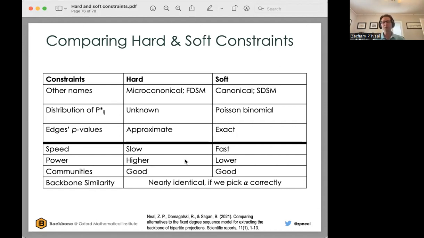In terms of statistical power, the hard constraint model has slightly higher statistical power, and soft constraints have lower statistical power, but we've seen how we can adjust that by using a slightly more liberal alpha significance level when we use soft constraints. They both do an outstanding job detecting communities when they exist, and not detecting communities when they don't exist. And in terms of backbone similarity, they yield nearly identical outcomes as long as we pick this alpha significance level carefully.